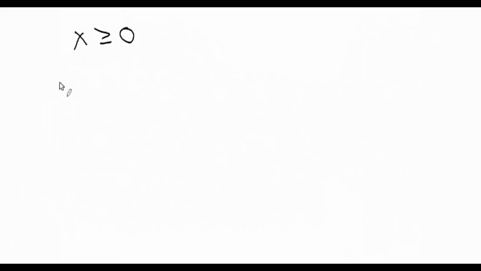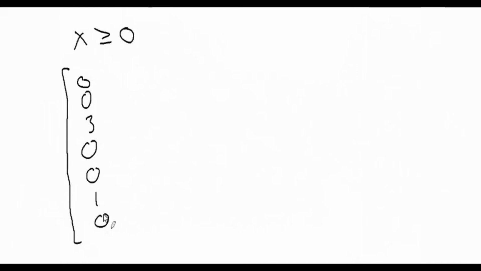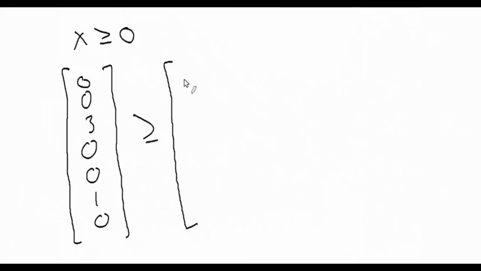X is non-negative. Let's look at our vector X, which was 0, 0, 3, 0, 0, 1, 0. In fact, all of those components are non-negative. So in fact, first one, yes, 0 is greater than or equal to 0. 0 is greater than or equal to 0. 3 is greater than or equal to 0. 0 is greater than or equal to 0. 0 is greater than or equal to 0. 1 is in fact greater than or equal to 0. And 0 is greater than or equal to 0.